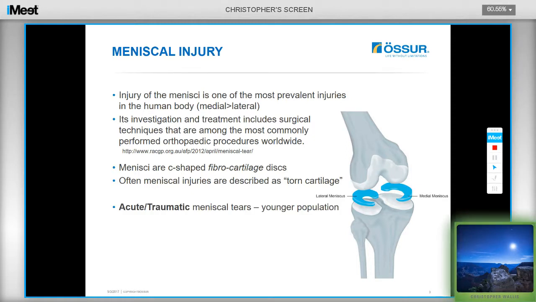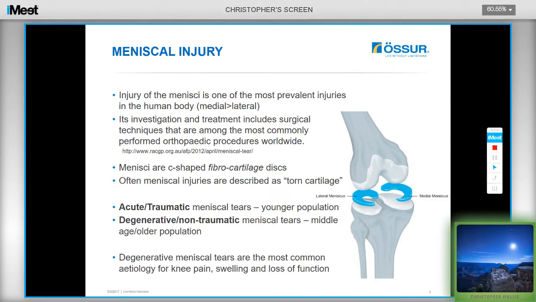As far as types of meniscal injuries, the two main categories we're going to look at are the acute or traumatic meniscal tears, which tend to affect the younger population. And we'll probably spend a little bit more time on the degenerative or non-traumatic meniscal tears. And these are the tears that tend to affect more of the middle-aged and older population. And they are the most common etiology for patients presenting with knee pain, swelling, and loss of function.